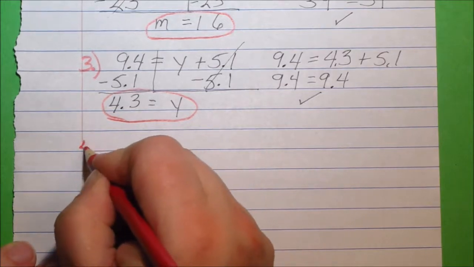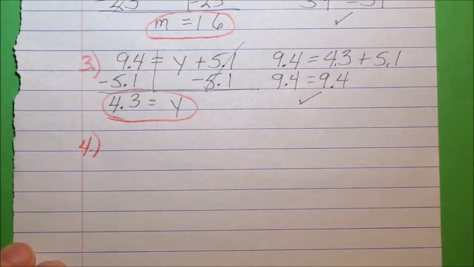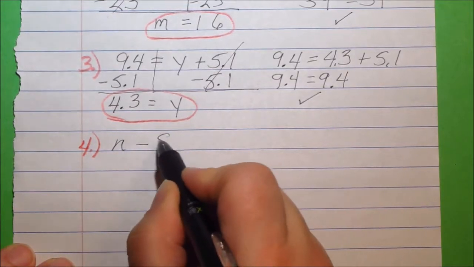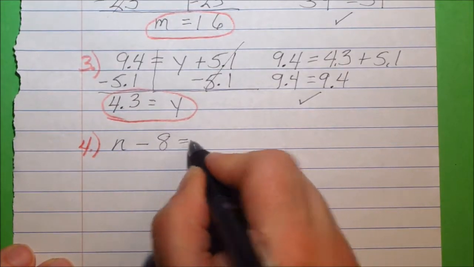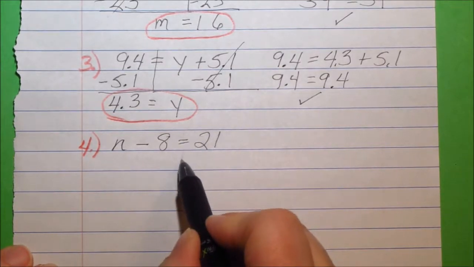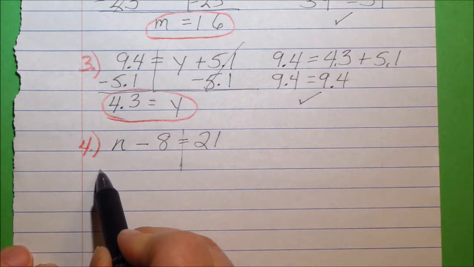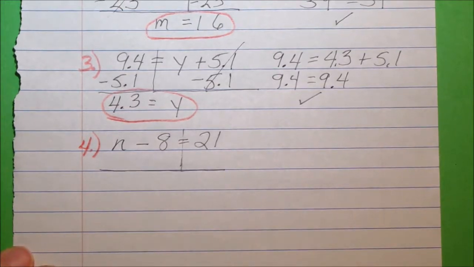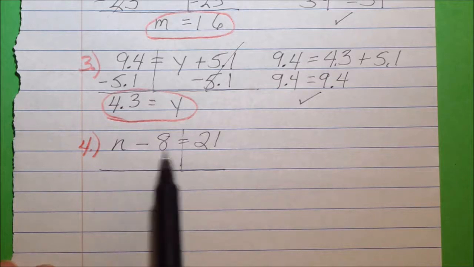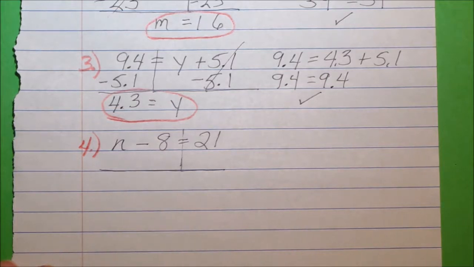Example number 4. Example number 4 is n minus 8 equals 21. Okay? Well, I'm going to build my fence for my variable. My variable likes a fence around his yard. All right, my variable n wants to be alone, but this minus 8 is in his house.